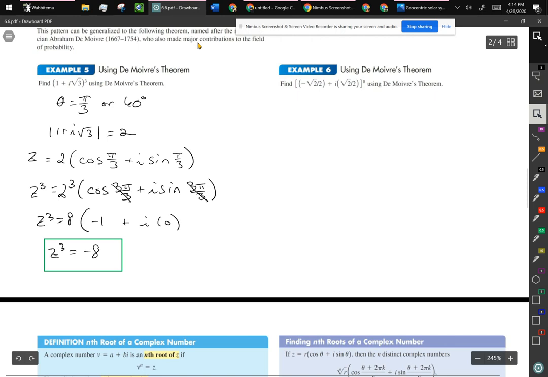So the first thing we need, we're raising this to the 8th power, so we're going to need that modulus, or the hypotenuse, or the radius, and we are going to need the angle. Now, let's do a quick sketch.